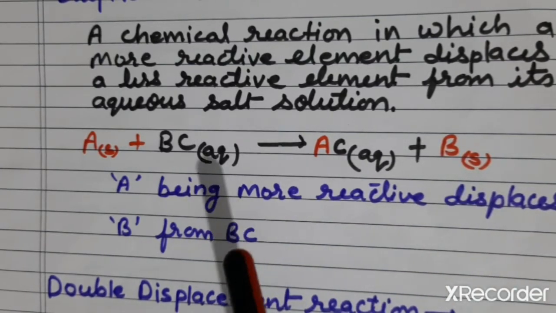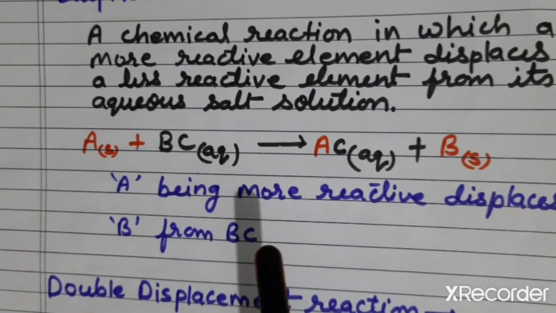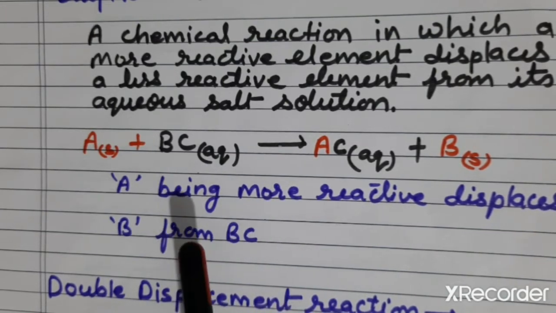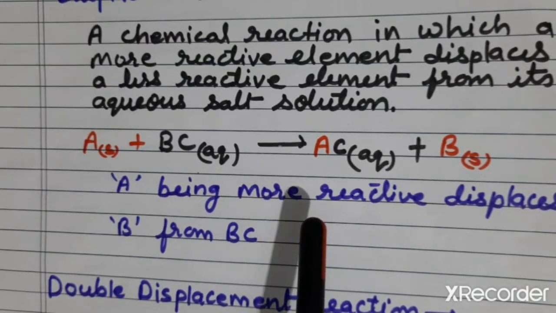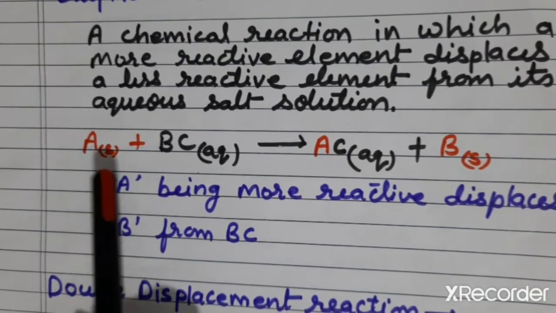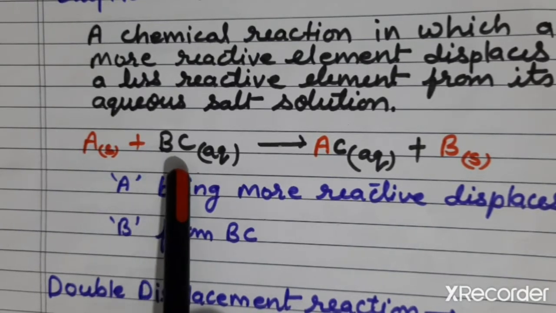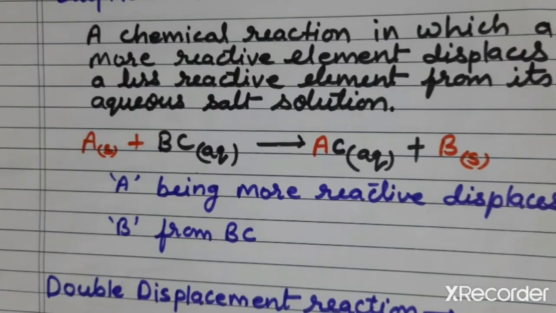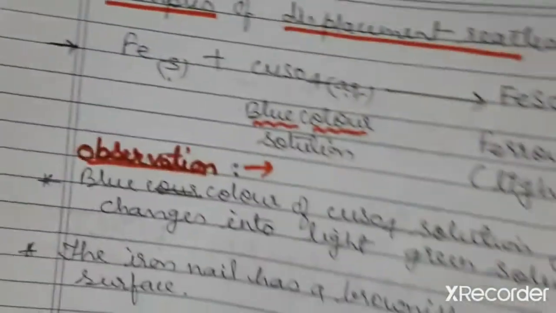So here in displacement reaction we need to remember one thing, that highly reactive metal displaces less reactive metal. Since A is more reactive or highly reactive, it is displacing B from BC in this example. Here A is displacing B from BC, forming AC, and now B is free. Let's see some more examples of displacement reaction.